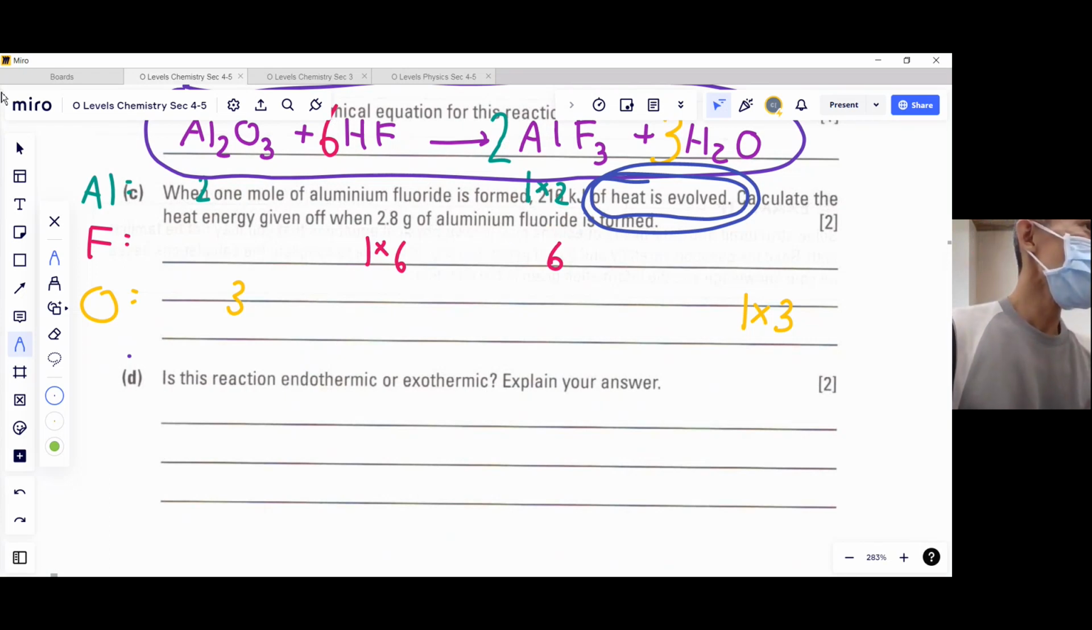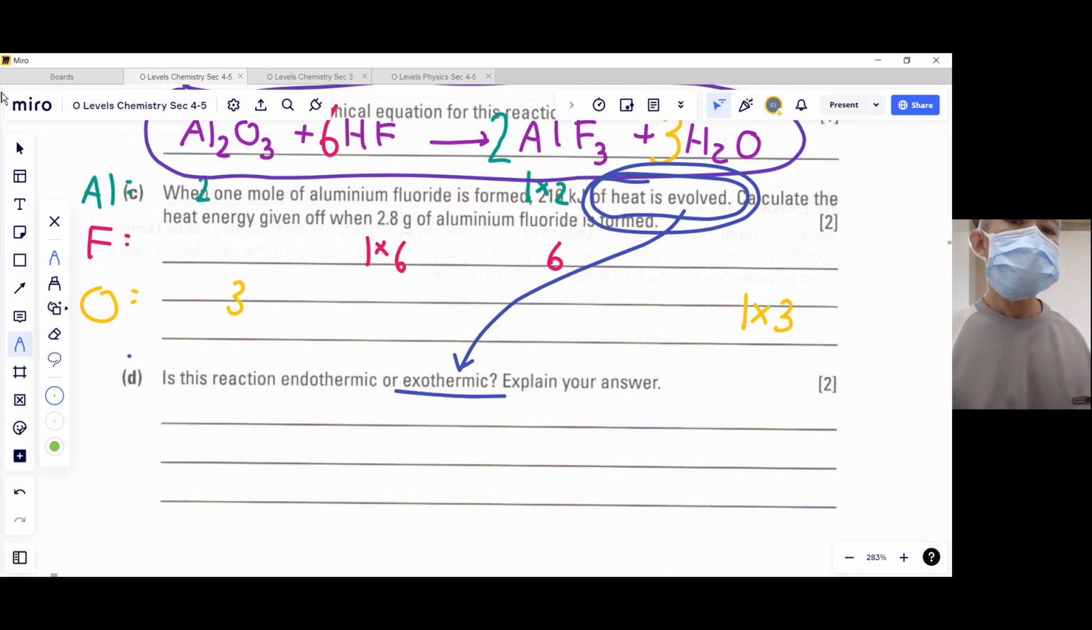Heat is evolved, no? That means heat is released. That means it's an exothermic reaction. Your English must be there. Make sure you know the meaning of evolve. If asked to explain, very simple, just say heat is released. That's all.